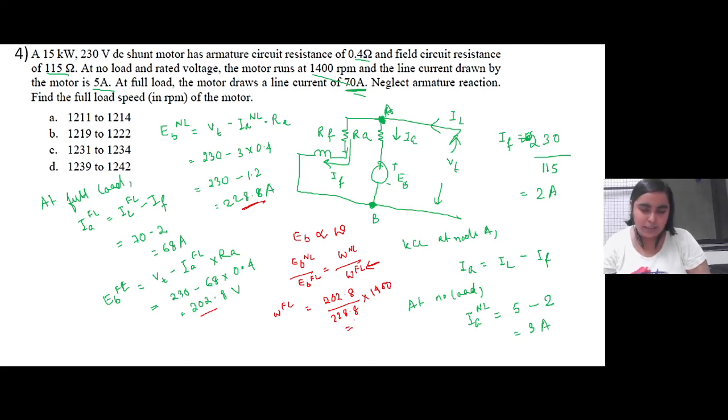So let us calculate this. 202.8 by 228.8 into 1400 comes out to be 1240.9. 1240.9, which comes in the range as given in option D. So option D is the correct answer for this question.